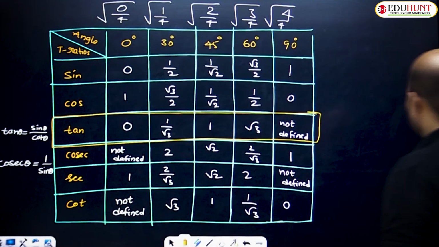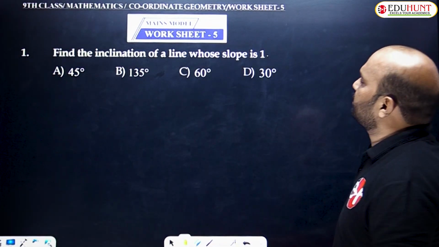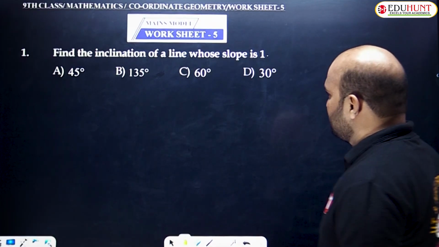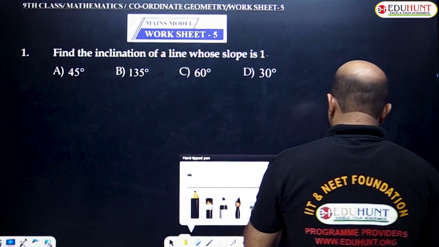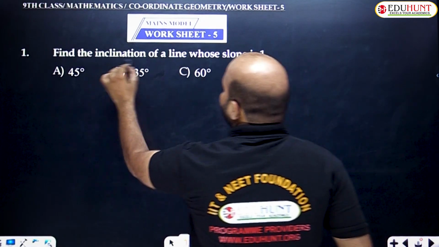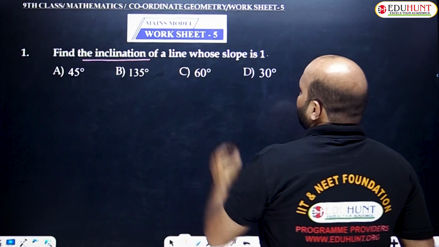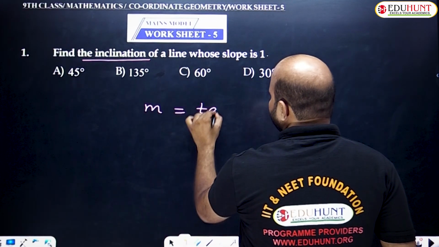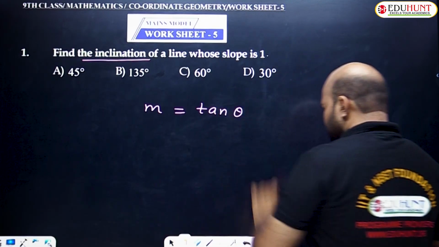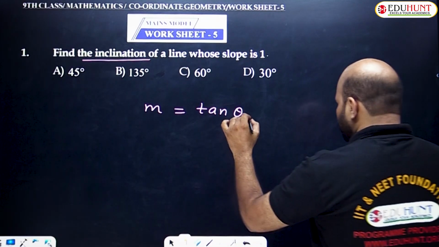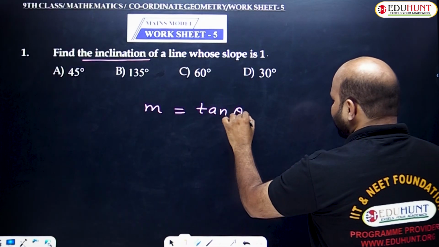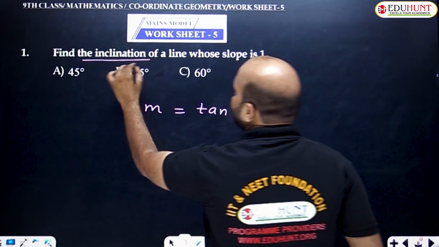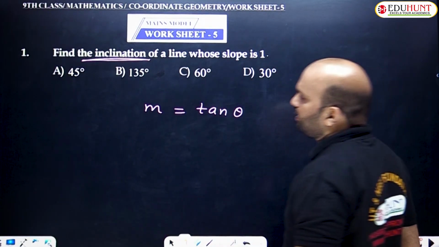Am I clear? So let us go to worksheet number 5, mains model, question number 1. Find the inclination of a line whose slope is 1. Here clearly we need to understand what the question is asking. Find the inclination of a line whose slope is already given. Slope, m, equals what is the formula? Tan theta. But in the question, what I am asking for is theta. Here theta is the inclination of a line with the positive x-axis. So how do we define inclination?